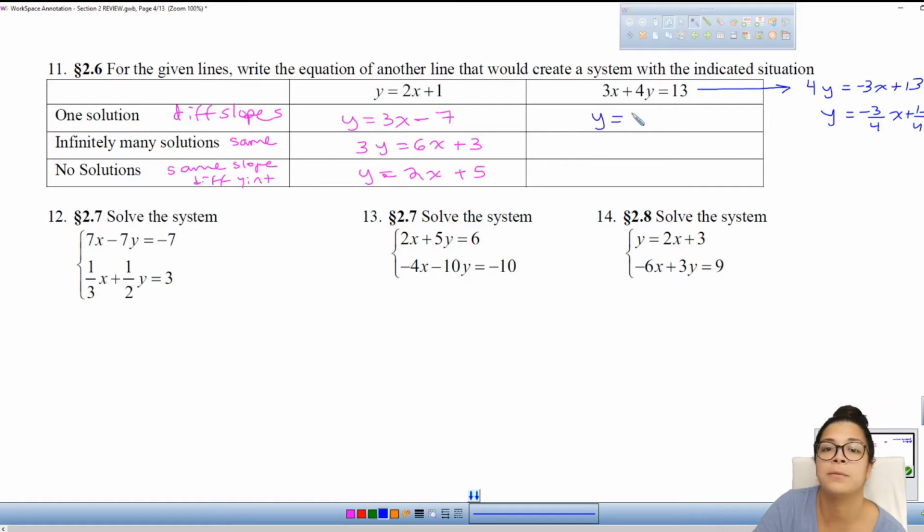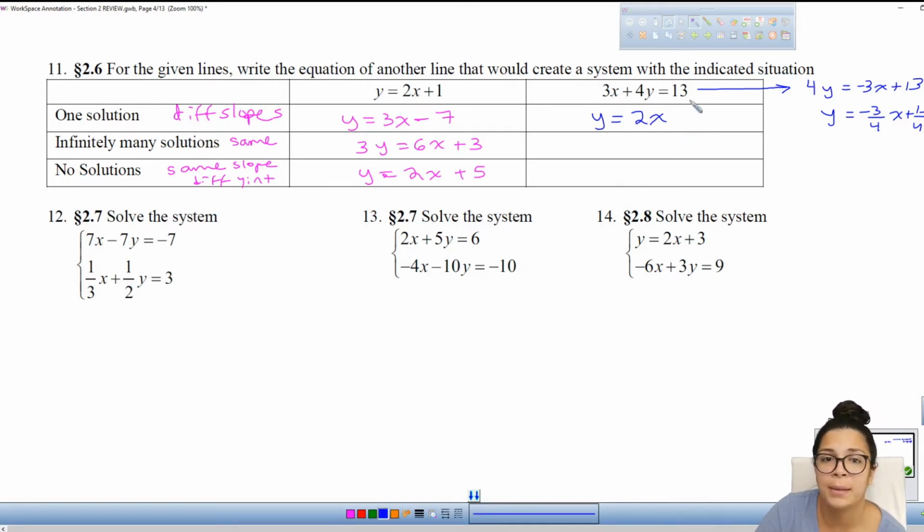So let's pick a slope of 2. And the y-intercept could be anything here. You can make it the same thing or something else. I'm just going to leave the y-intercept at 0, so nothing there. Infinitely many solutions has to be the same exact line. So again, any multiple of the line will work.